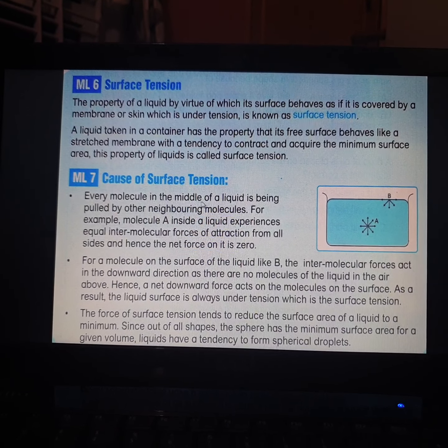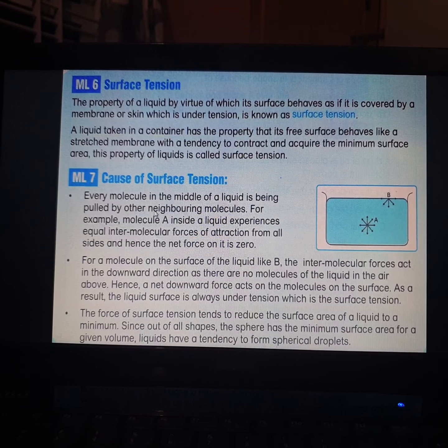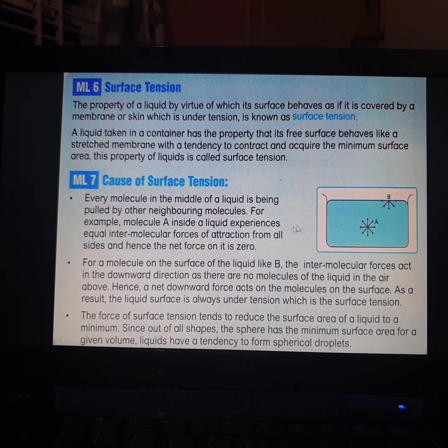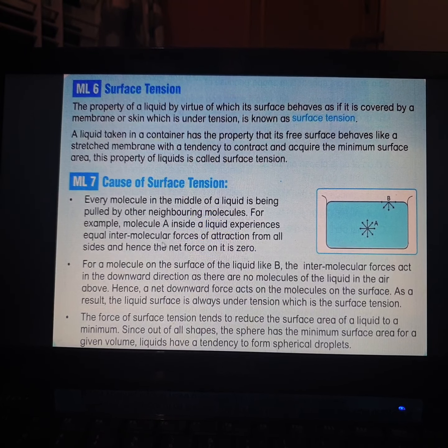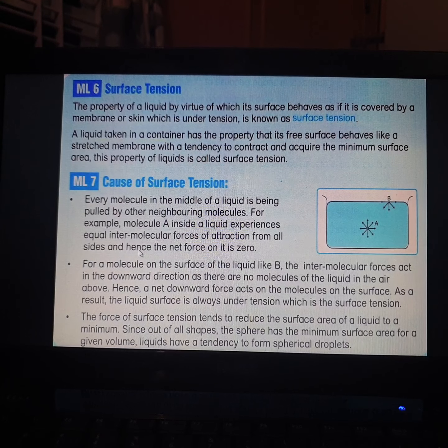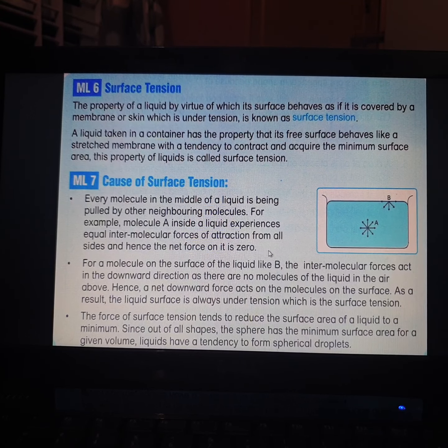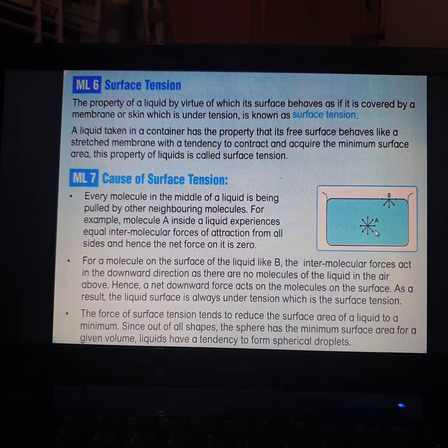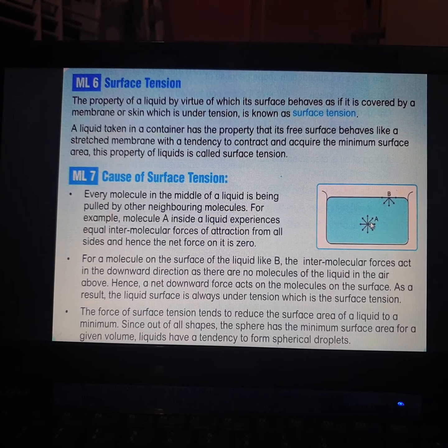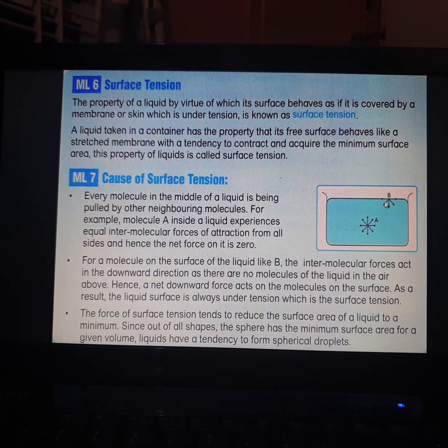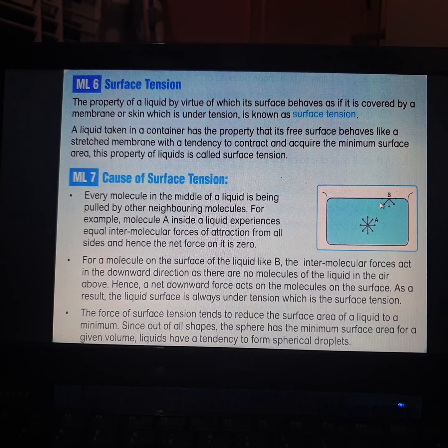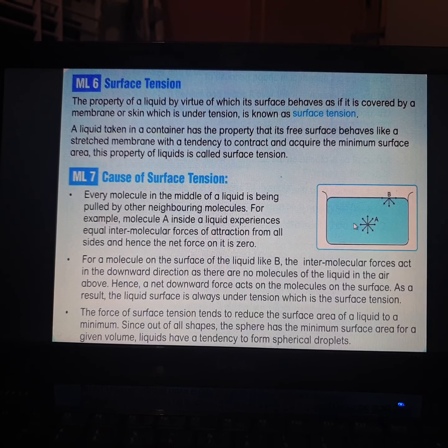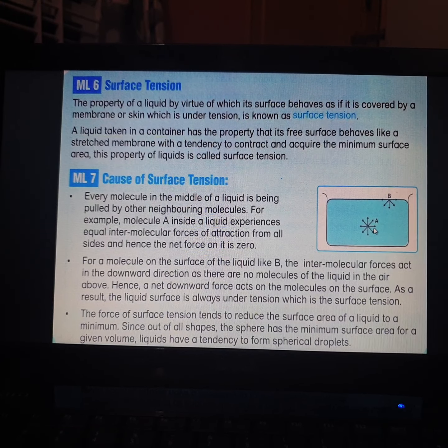Every molecule in the middle of a liquid is being pulled by neighboring molecules. For example, a molecule A inside the liquid experiences an equal internal molecular force of attraction from all sides, and hence the net force on it is zero. So let us take two molecules here, molecule A and molecule B. Molecule A and molecule B apply force on each other. That is, A is exerting force on B and B is exerting force on A. The total net force on both will be zero.